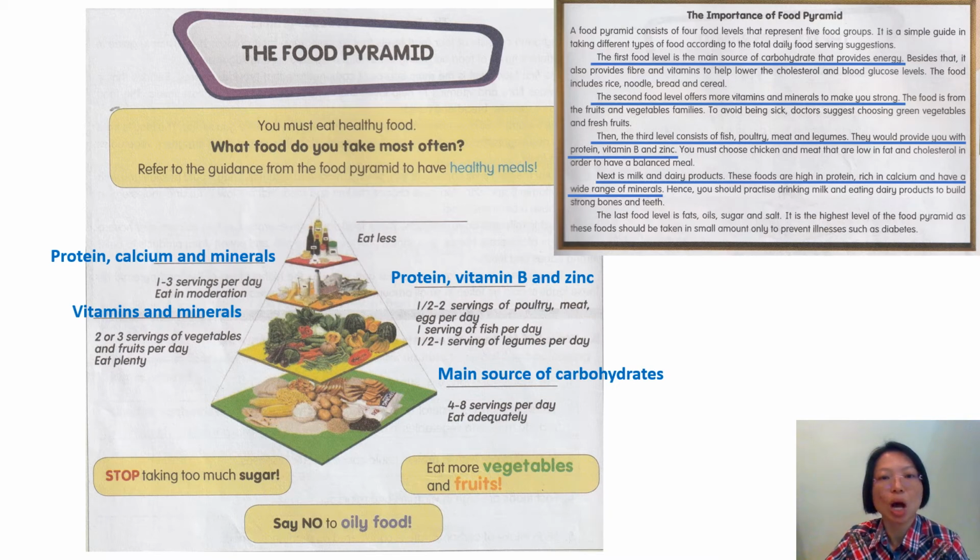Now, let's look at the top of the food pyramid. The answer is fats, oils, sugar, and salt. Where do we get this answer from? We get this answer from the last paragraph. The last food level is fats, oils, sugar, and salt.